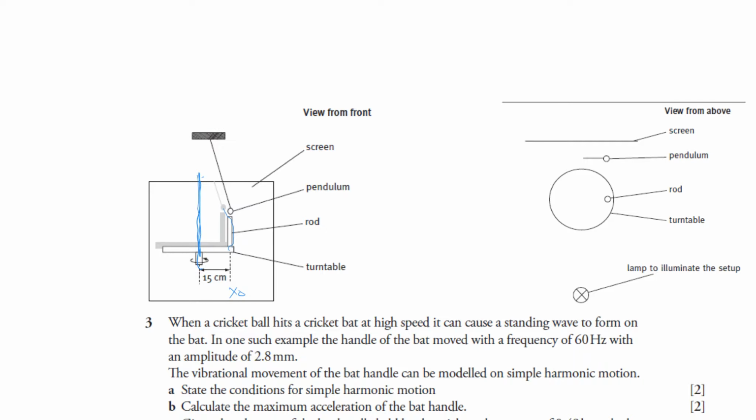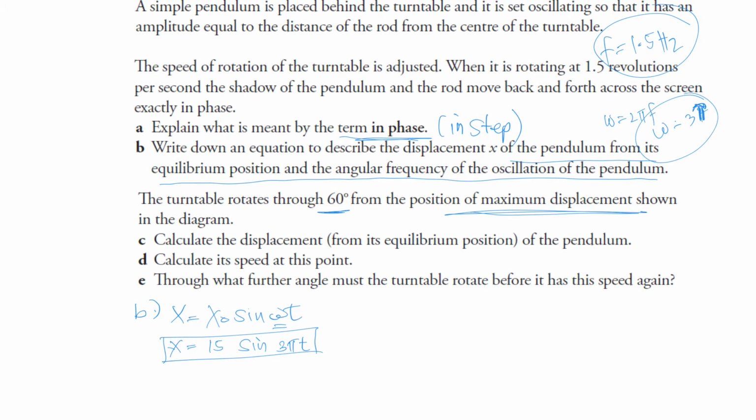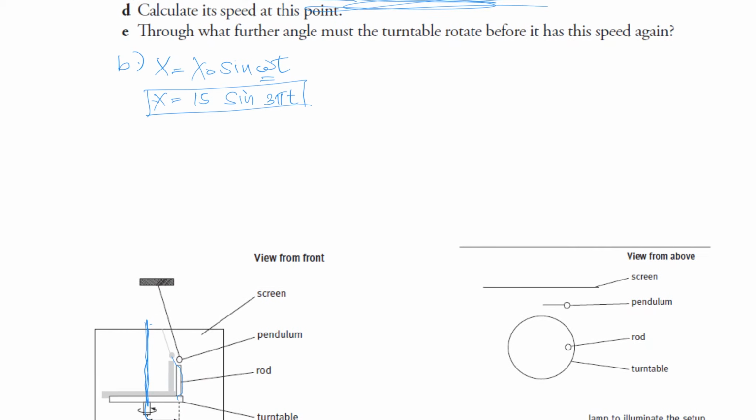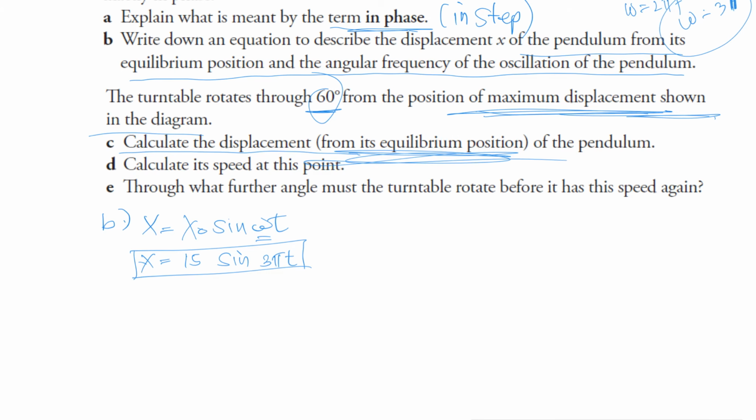So what it says here: the turntable rotates 60 degrees from the position of maximum displacement shown in the diagram. Okay? Now calculate the displacement from its equilibrium. So it means if it is 60 degrees from here, and we calculate it from the equilibrium position, it will give us 30. Yeah, not 60 but 30, because we are instructed to calculate it from the equilibrium position.